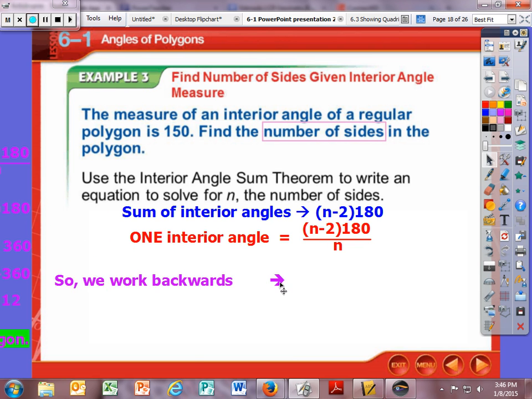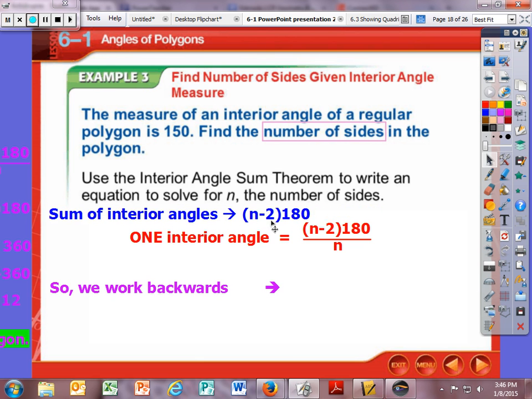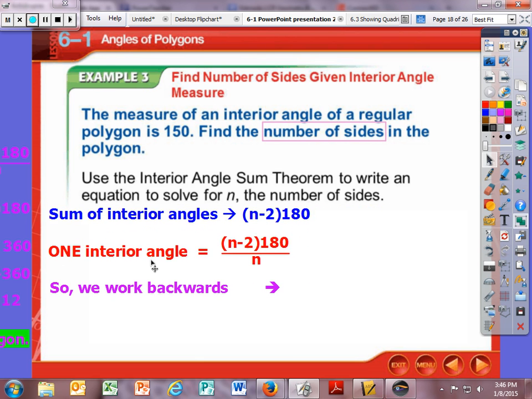So we are going to work backwards, and I'm going to slide this over so we can work backwards. So take a look. Again, we know that interior angle is 150 degrees, so we're going to stick the 150 in for the one interior angle that we know. And then again, to get an interior angle, we need this formula. So notice the n is not plugged in because that's what I'm trying to find. I don't know what n is, so I need to solve for it.